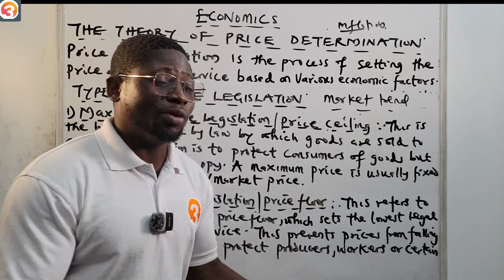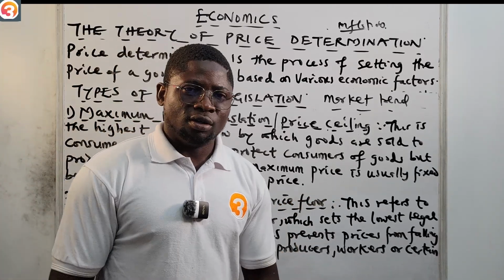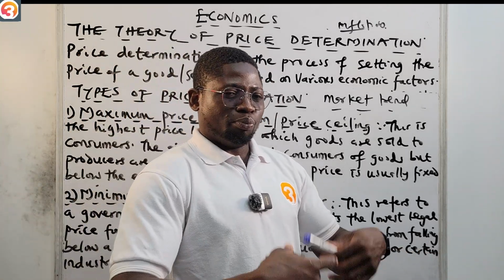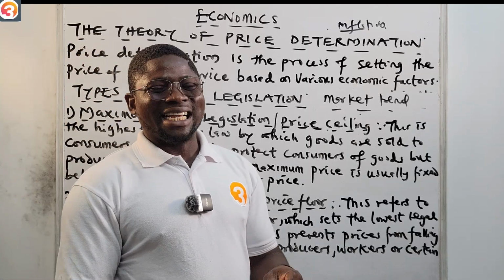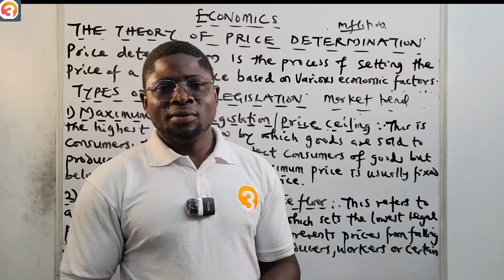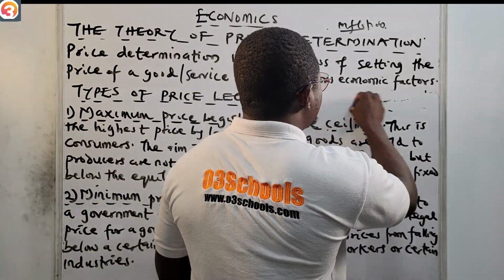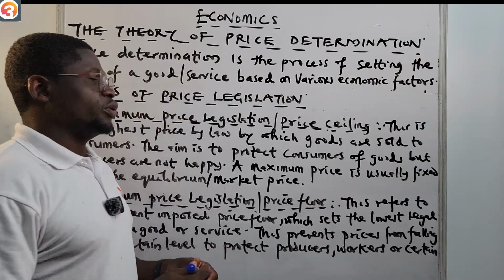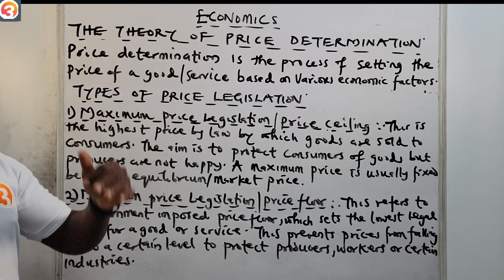Price is the amount of money that you use to purchase something. If you want to purchase something, you ask, how much is this? So it's the amount of money that you use to purchase a good or a service, or we define it as the rate of exchange for goods and services. That is price. So now we're looking at price determination. How do we determine that price? That's what we're really looking at in this class today.